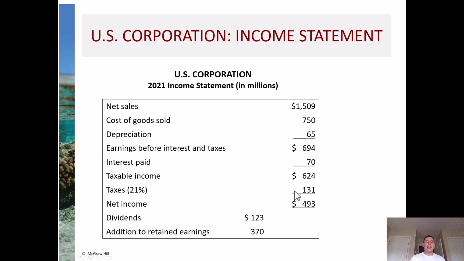Here's an example of an income statement for just a random corporation. We've got net sales, cost of goods sold, depreciation, and earnings before interest and taxes, typically abbreviated EBIT. We've got interest paid, taxable income, and the taxes, they pay 21% income tax. Then we've got net income, and then dividends and retained earnings.